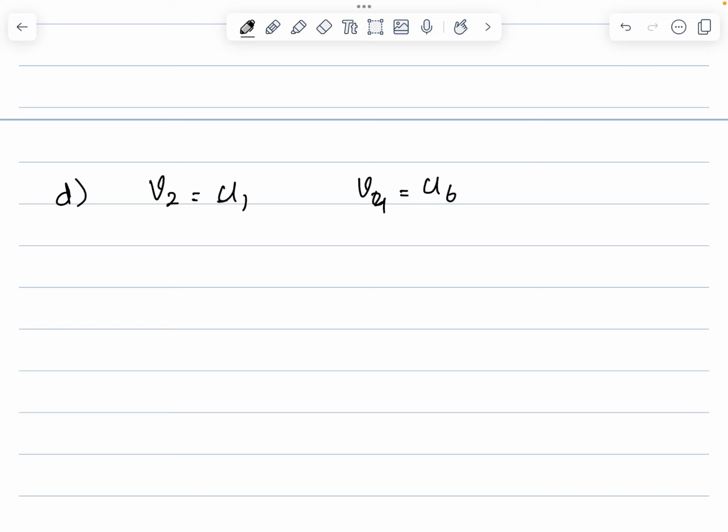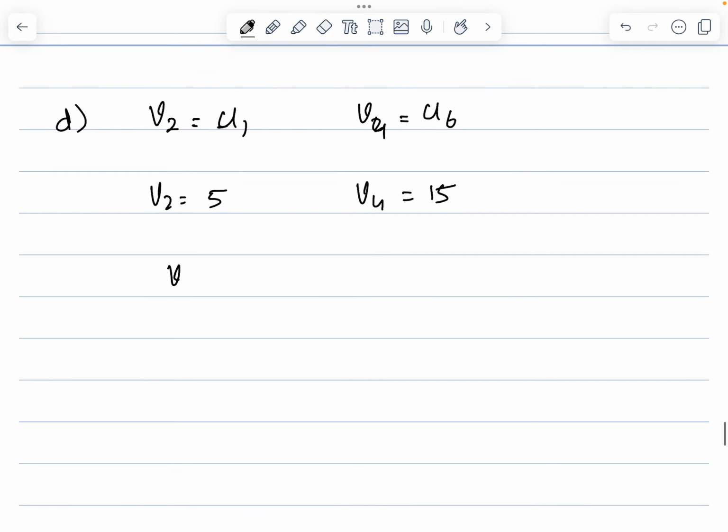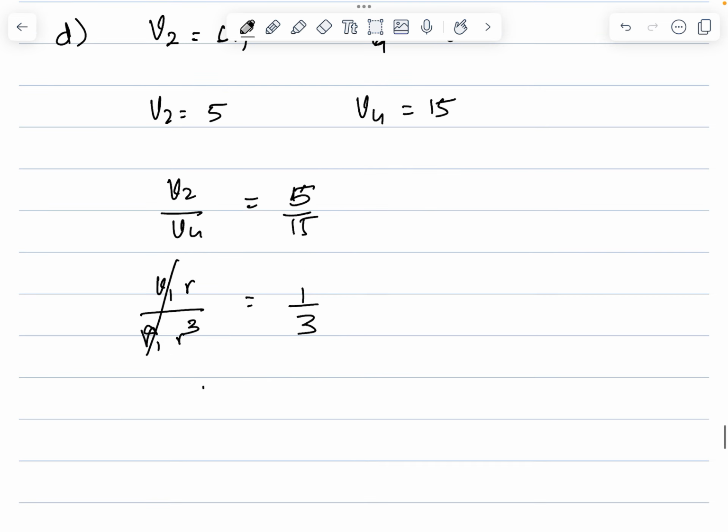So V2 will be equal to 5 and V4 will be equal to 15. So V2 upon V4 equals 5 upon 15. V2 is V1 times R and V4 is V1 times R cube, which equals 1 upon 3. V1 gets cancelled, and 1 upon R square equals 1 upon 3. R square equals 3. So R equals plus or minus root 3. That's going to be the answer.